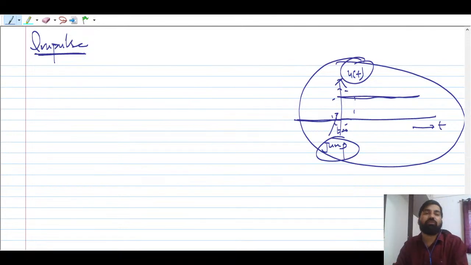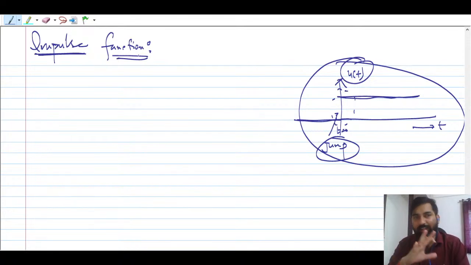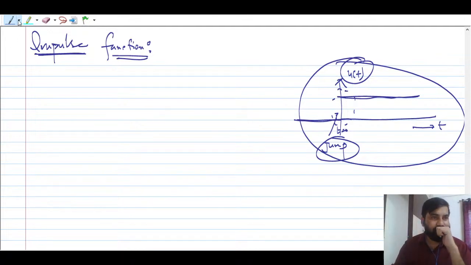Though impulse cannot be generated in the lab, that is very important to keep in mind. The impulse function is basically defined based on the area concept. Always remember, it cannot be generated in the lab. At t equal to 0, we can't generate infinite force. But the impulse function is very, very important.